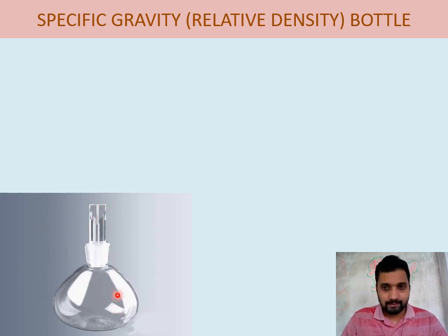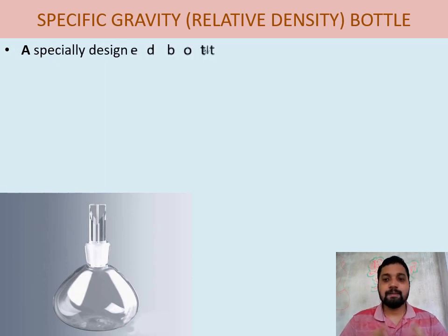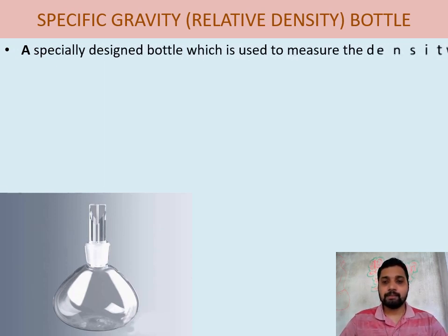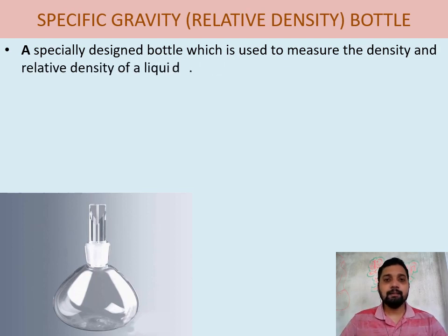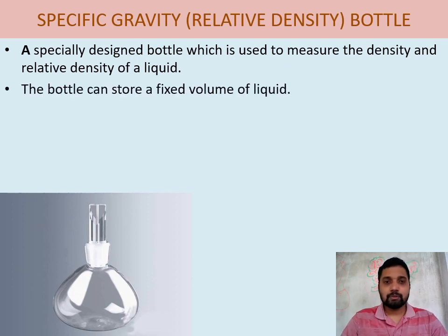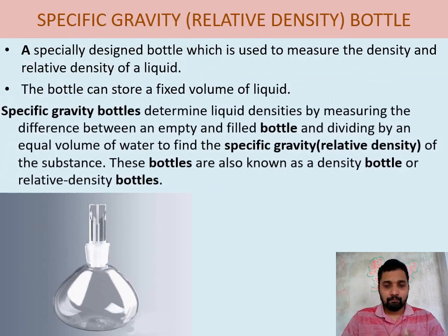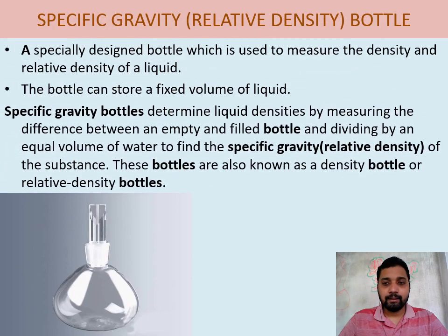This bottle is used to find density also. The density of a liquid we calculated earlier by taking a beaker, and this one is also used to find the relative density. So this bottle is called a specific gravity bottle or relative density bottle, a specially designed bottle which is used to measure the density or relative density of a liquid. This bottle has a fixed volume. So how to find relative density or density? Before, we discussed how to find the density of a liquid.